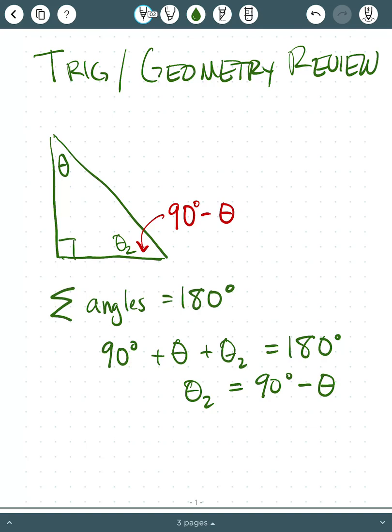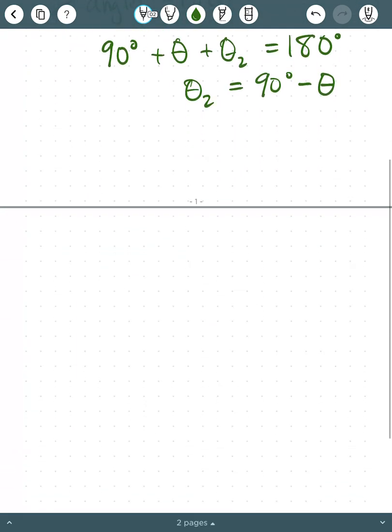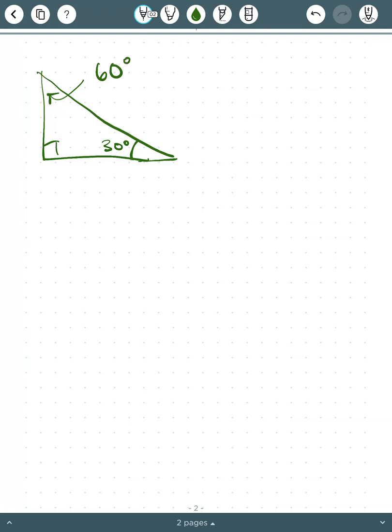So for example, if I have a triangle here where this is a 30-degree angle, and this is a right angle, now this angle here will be 60 degrees. Okay?